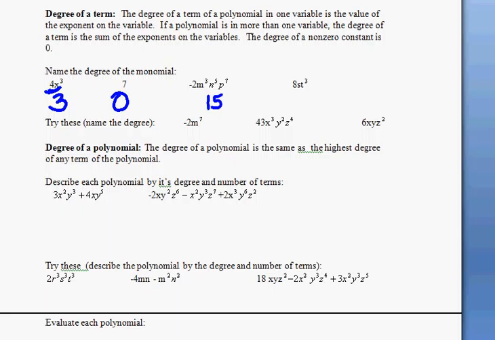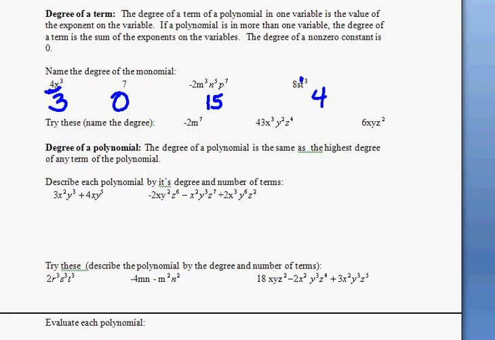The next one, 8st cubed. Again, I've got two variables in here, so I add their exponents. Don't forget, when there's no exponent showing, it's understood to be 1. That's s to the first power, t cubed. So the degree of that monomial is 4. Okay, you want to try those next couple on your own. We'll go over them in class next time.